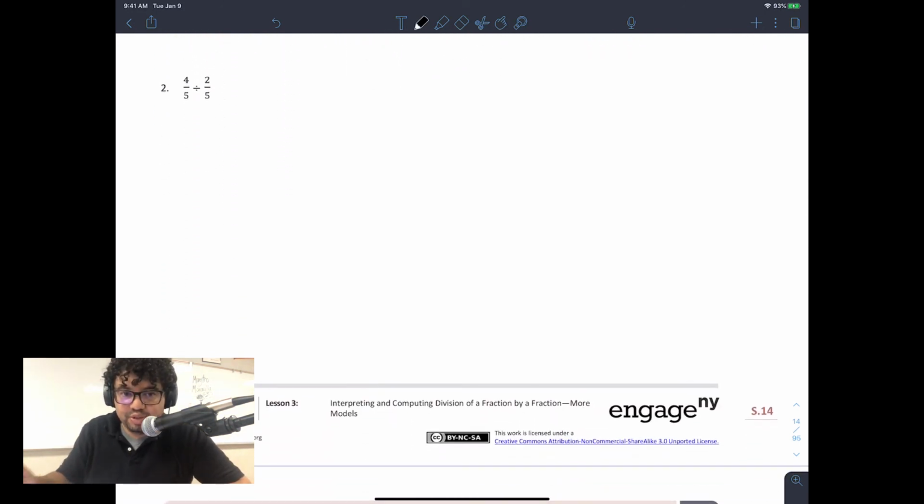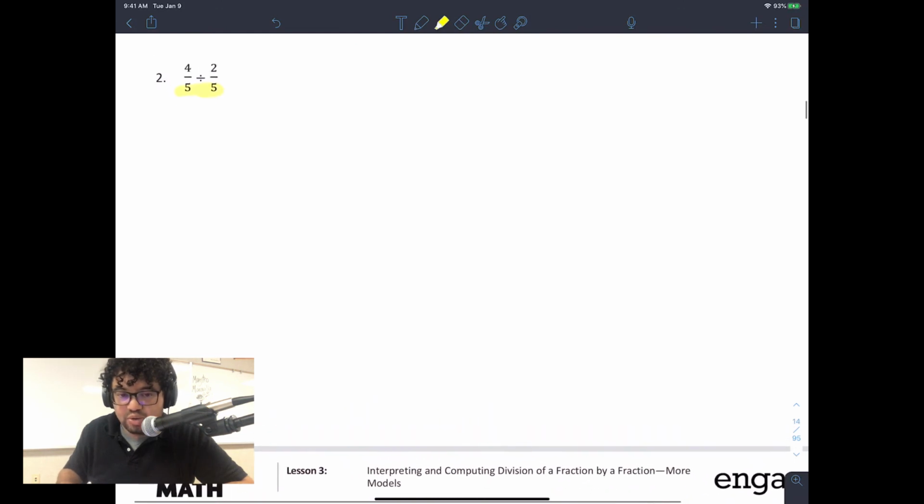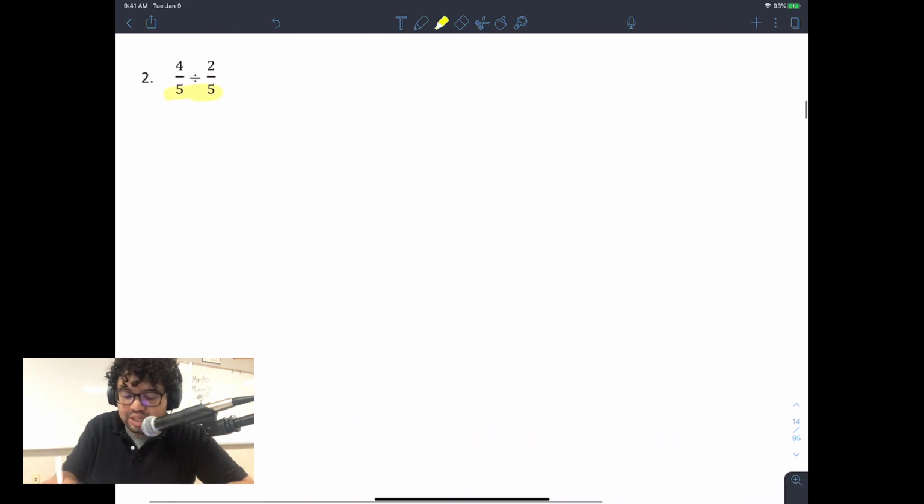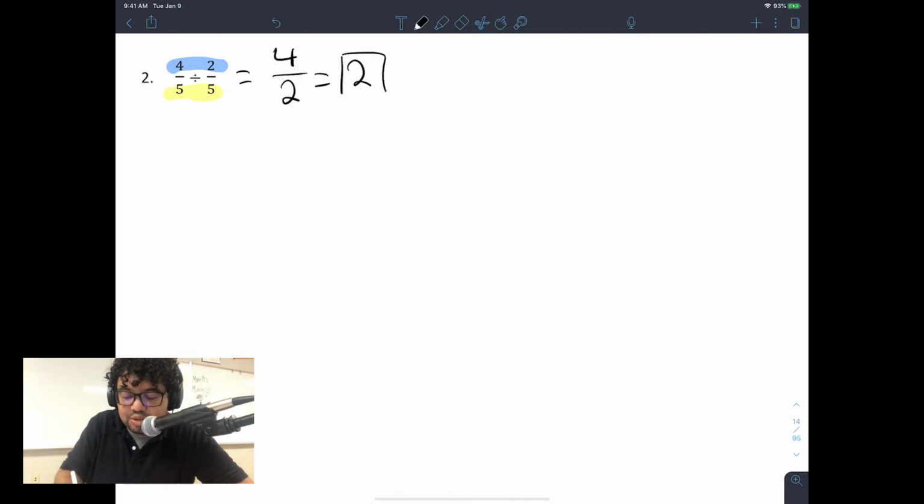4/5 divided by 2/5. Once again, you guys notice that my denominator there is the same. When my denominator is the same, then all I really have to do is look at my numerators, and that's going to give me the answer. So my answer is my first numerator divided by my second numerator. My first numerator is 4. My second numerator is 2. I simplify it and my answer is 2. It's really this simple. Again, remember, this only works when your denominators are the same. That's the only reason why it works, because my denominators are the same. Then you can do this, okay?